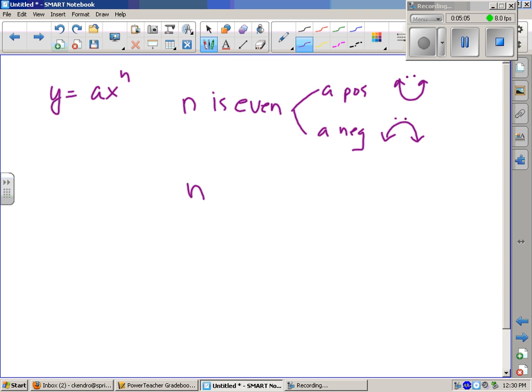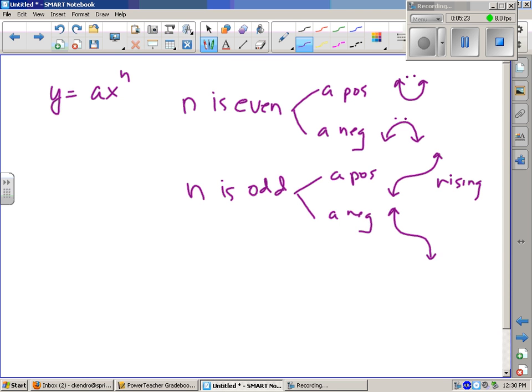If n is odd, you're still going to have two things going on. A is positive or A is negative. If n is odd and A is positive, it's going to look like this. It's going to be rising. If it's negative, it's going to be falling. So even, like 2 and 4, like the parabola, looks like this. If it's odd, like x to the third, it looks more like the tangent wave.